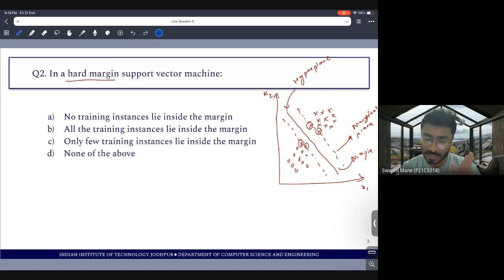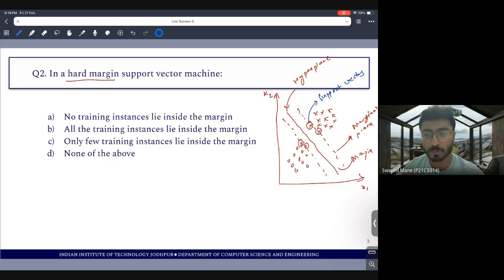So to maintain the generalizability of the model, we have to draw a line such that the distance between the support vectors and the hyperplane is maximized. So what are the support vectors here? This is a support vector here, and these are the closest points from the hyperplane. So the distance between the hyperplane and the support vectors should be maximized, and the margin should be maximized.